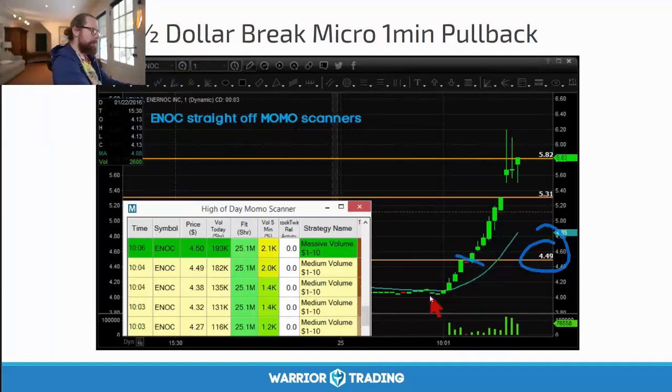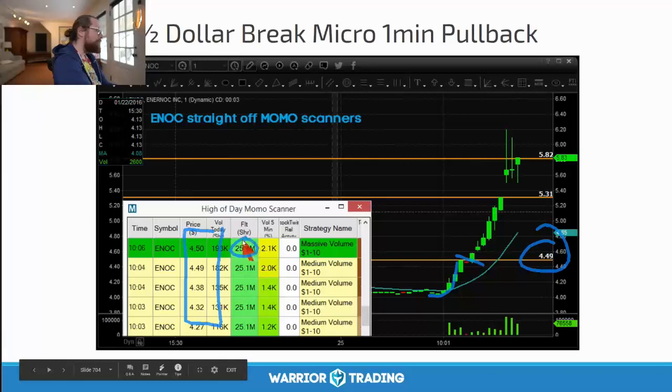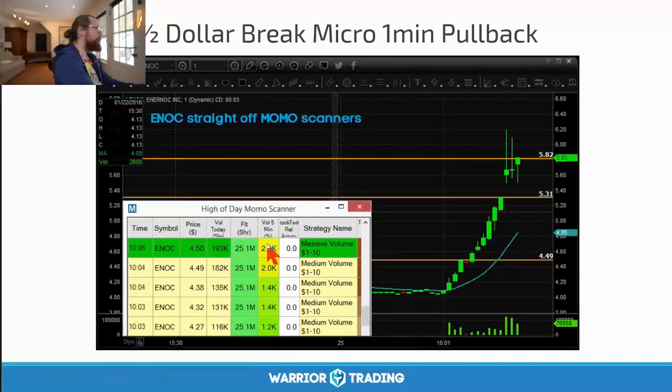So can you guys see that? It squeezes up here and it's hitting our high day momentum scanner, of course. So it's hitting our scanner, it's surging up. We've got 25 million share flow. It's moving up. This is from years ago now, but it's going higher.